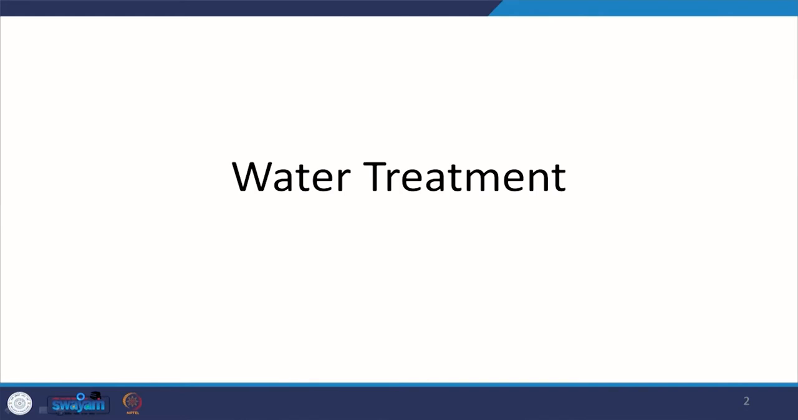In the last two sessions, we looked at how much water to design for. And then we looked at the kind of quality of water that we want to achieve, right? So obviously now we are going to look at how to achieve the quality of water that we want to achieve. Let's move on. So, water treatment.